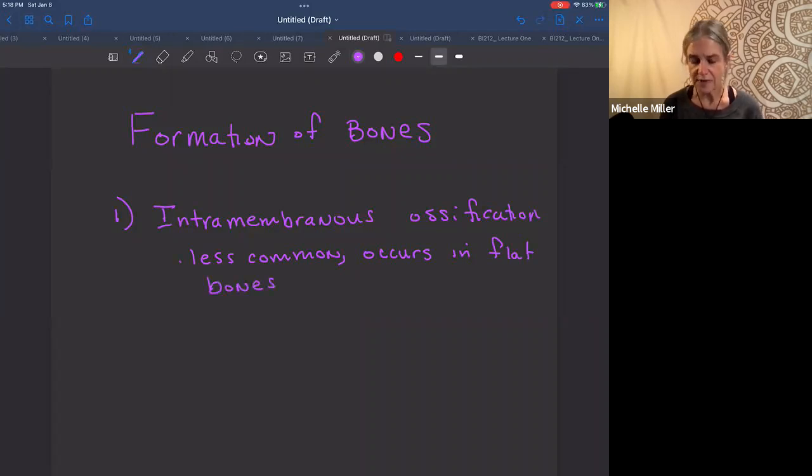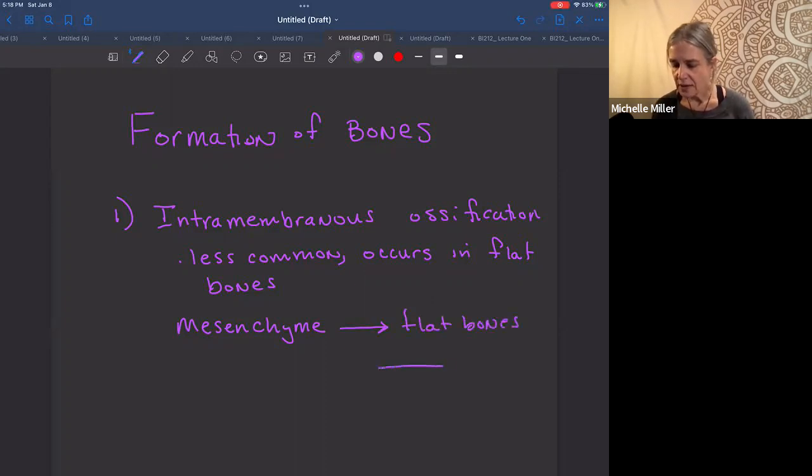It also involves the ossification of embryonic connective tissue that is called mesenchyme. So mesenchyme is unspecialized connective tissue that can become any type of connective tissue, but it is going to form specifically flat bones where we have compact bone tissue, and then between this compact bone tissue, we have what is referred to as spongy bone. So our skull bones, for example, have this formation.